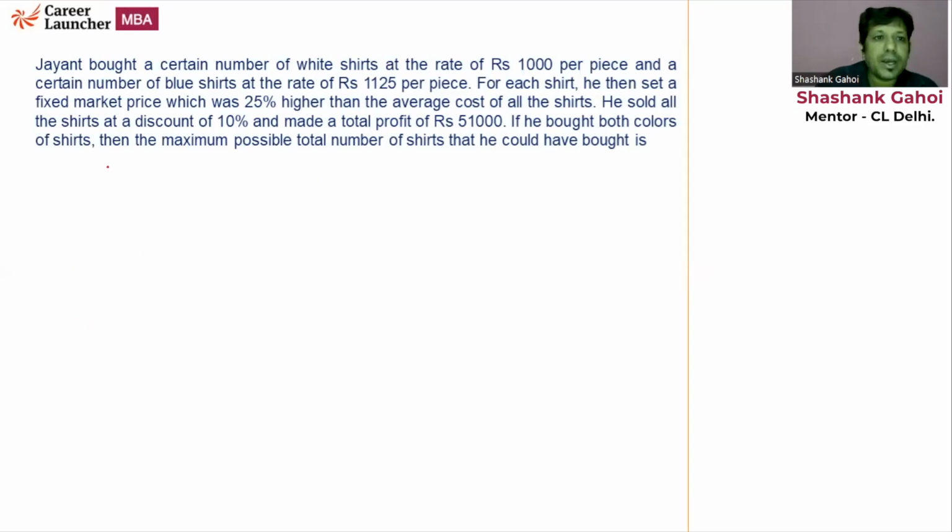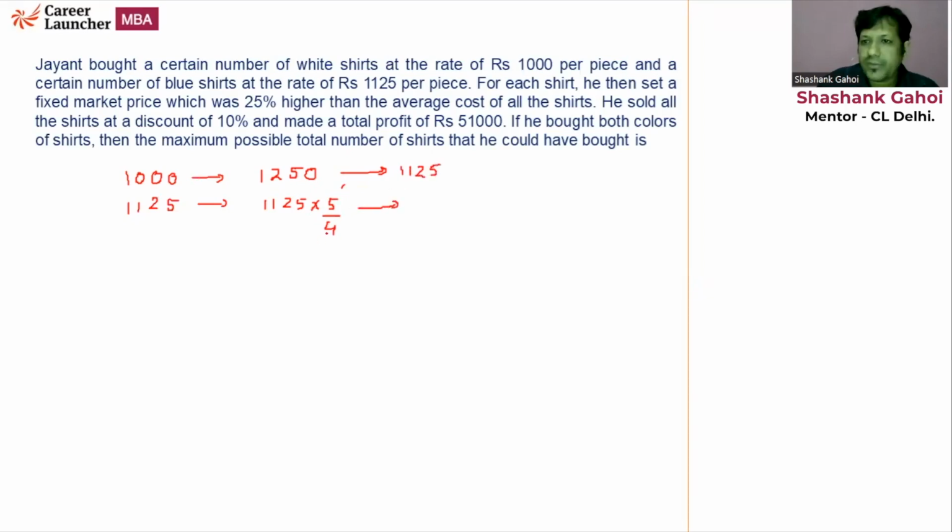The question is saying he increased the average price by 25%. It means the shirt that is costing 1000, he increased it by 25%. So now it is 1250. 1125 is also increased by 25%, so the value becomes 1125 into 5 by 4. Okay. Then he gives a discount of 10%. So 10% of this is going to be 125. So his final price is going to be 1125.